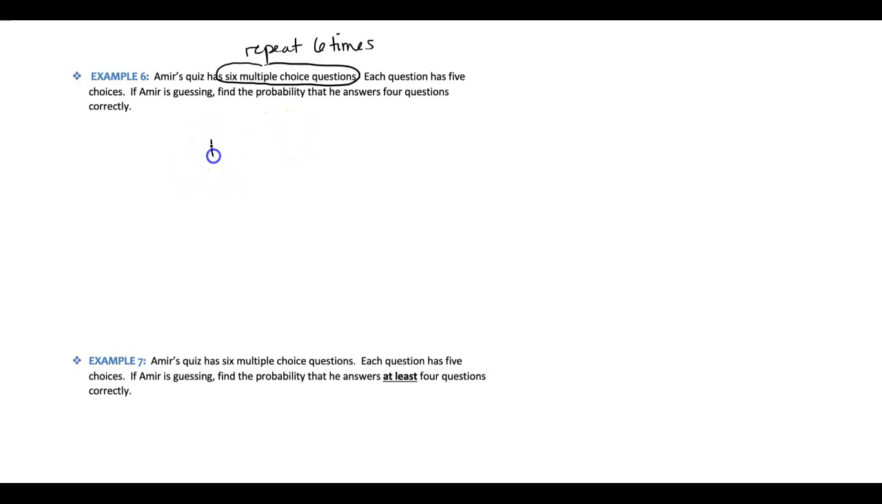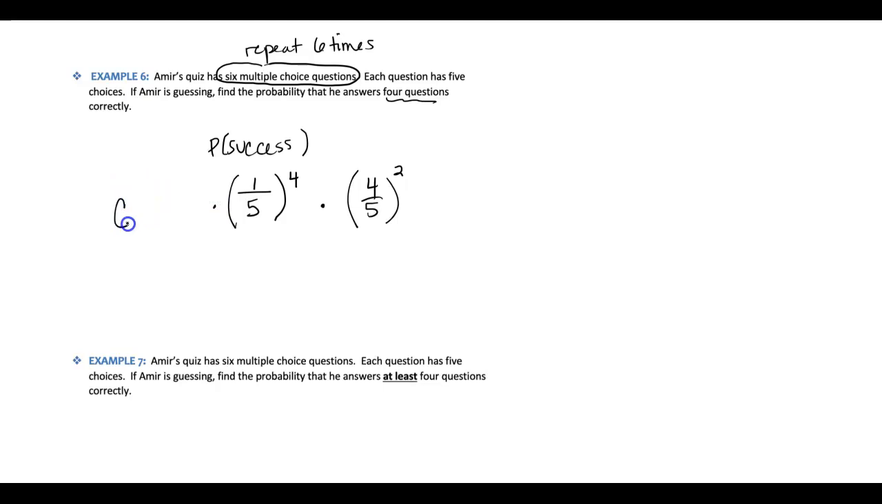The probability of success means you get the question right. So getting the question right, there's 1 right answer, and since there are 5 choices, 1 out of the 5 choices is correct. And we want to get that 1 correct answer 4 times. The probability of not getting the right answer is the other 4/5, and that would happen, if we have 6 repeated questions, twice. 4 are correct and 2 are incorrect.